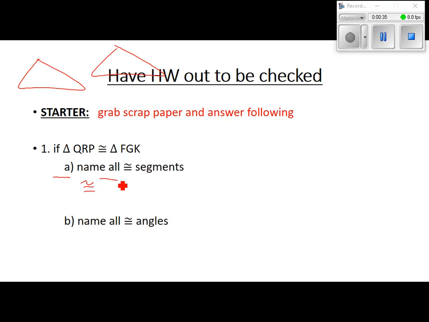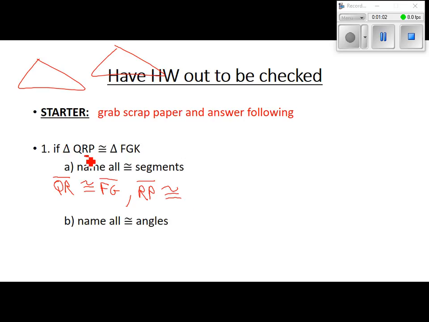Q and R and F and G. Yep. So segment QR is congruent to segment FG. Give me another pair. Segment RP is congruent to, don't forget your symbols. Guaranteed, when we do the test over this, if you don't have your symbols, it gets marked wrong. RP, right here, you can look right here and just see it.